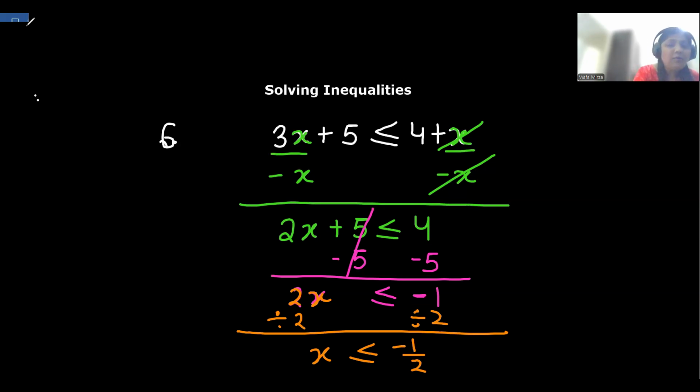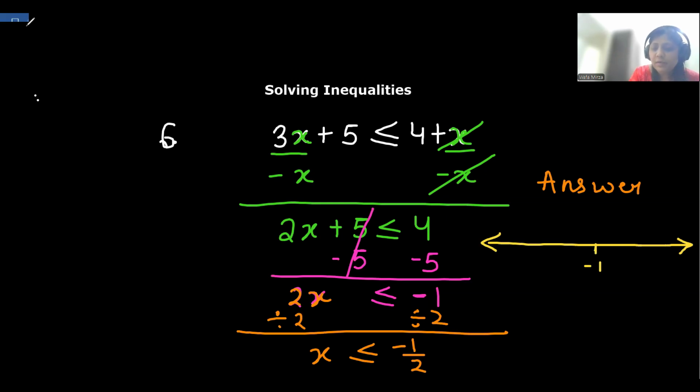Right? Now I want to write the same answer on the number line and in bracket form also. So how will I do that? First, I will draw the number line. On this number line, I will mark negative half. I am saying that x is less than negative half, so I will move towards the left side. Since x is also equal to negative half, I will use a dark circle here.